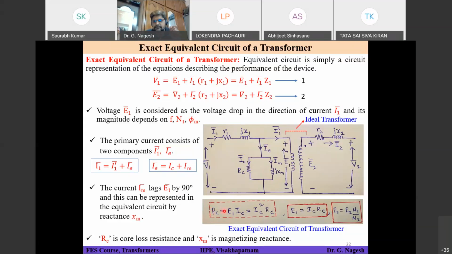So Pc is equal to V into I, which is E1 into Ic, or Ic square into Rc. Both are the same. This is how you can get the formula for core losses in the transformer. And what is the relation between E1 and E2? We already know E1 by E2 is N1 by N2.